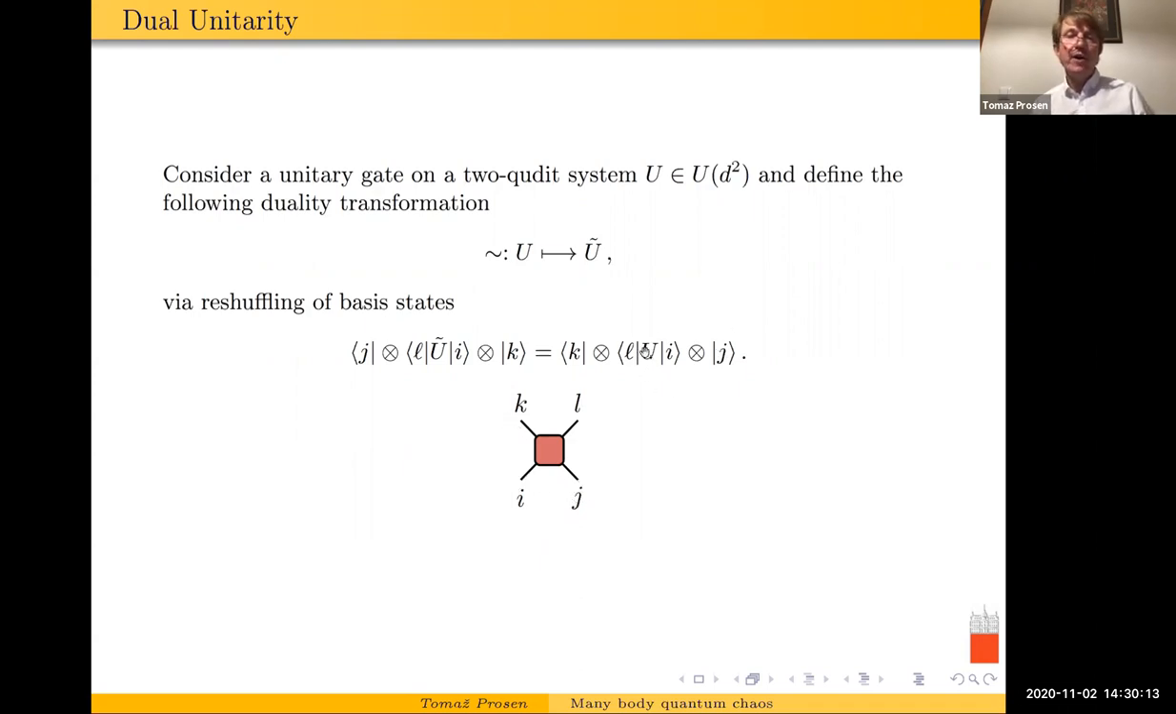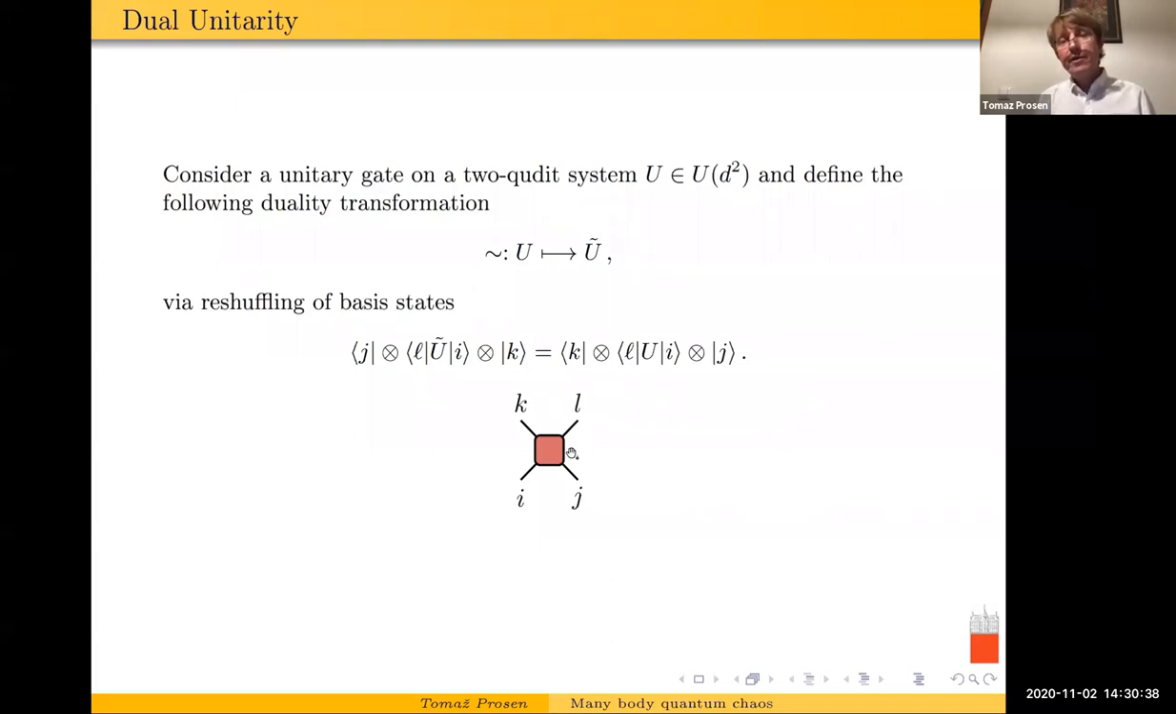Now suppose you have a two-body gate which is unitary of D squared, where D is the local Hilbert space dimension. So this gives us an image: I, J are in states and K, L are out states. So this gives us the amplitude. But now suppose that we reshuffle the basis such that we consider I and K as in states and J and L as out states. We can always do that.